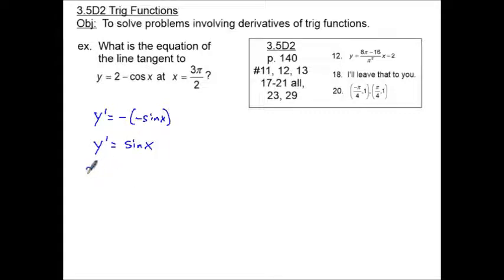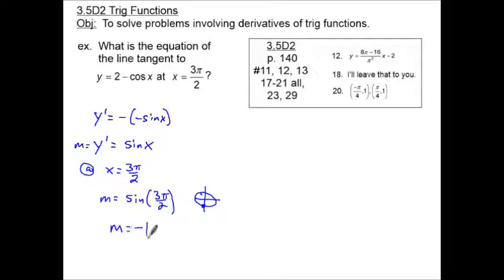Now what I really want to know is the slope at x equals 3 pi over 2. Remember that the slope is the same thing as the derivative, so at this point I'm really saying m equals the sine of 3 pi over 2. And because we all expertly remember our unit circle, 3 pi over 2 is right down there, so our sine value there is negative 1, so our slope is negative 1.